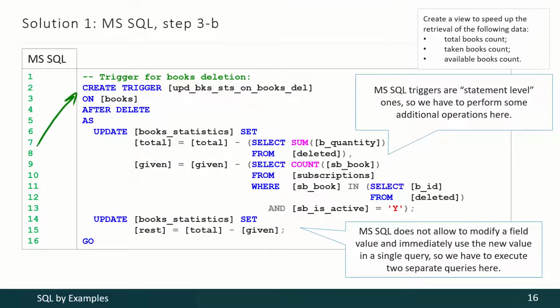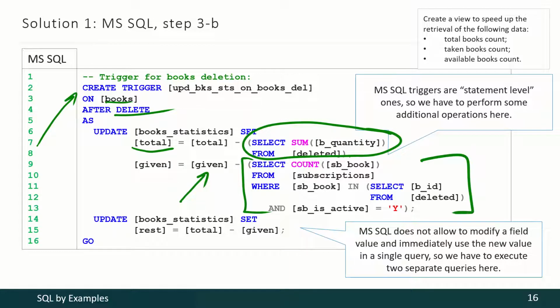This trigger should react to books deletion. We have to decrease the total amount of books in the library by the sum of copies of all deleted books. Then we have to decrease the given books count, and we only have to take into account the information about our deleted books if they were used in active subscriptions, not in inactive ones.